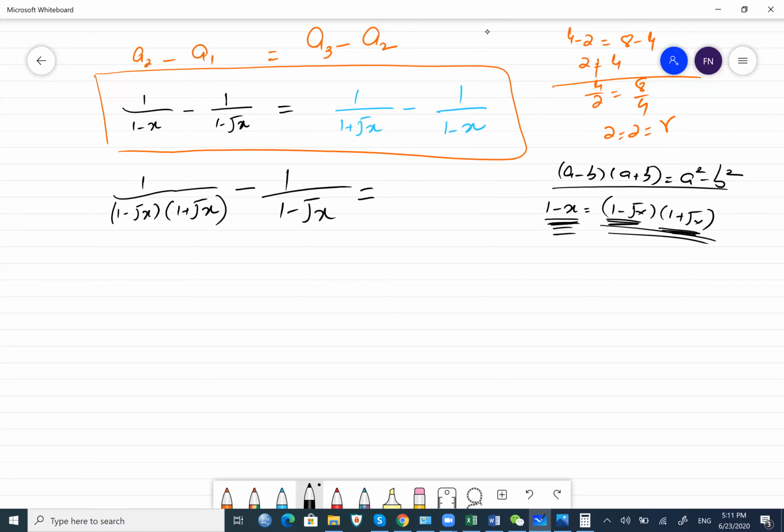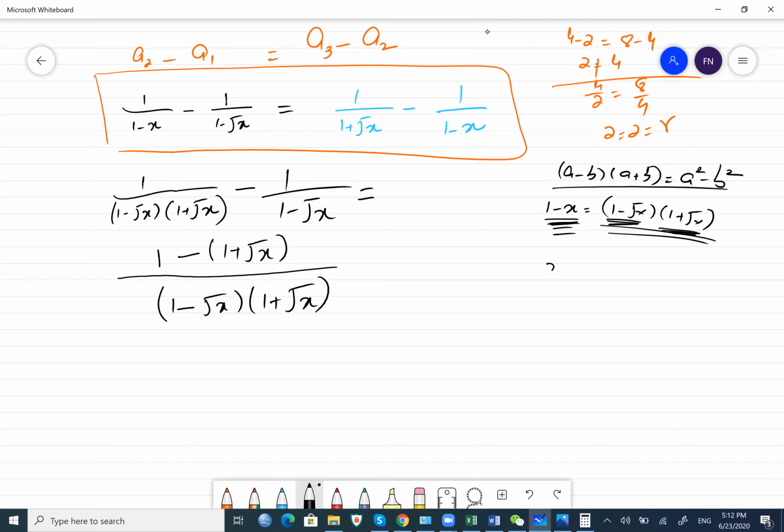Now I take its LCM. (1 minus square root of x)(1 plus square root of x). If I take their LCM, it will be 1 minus 1 plus square root of x. Understand? Not really. Okay. Look at here, don't worry.